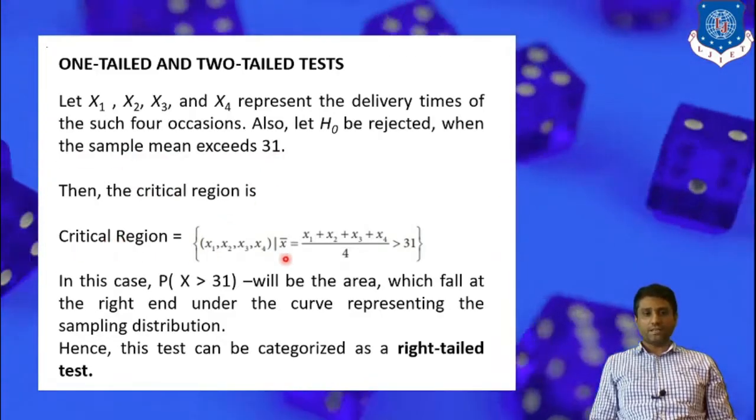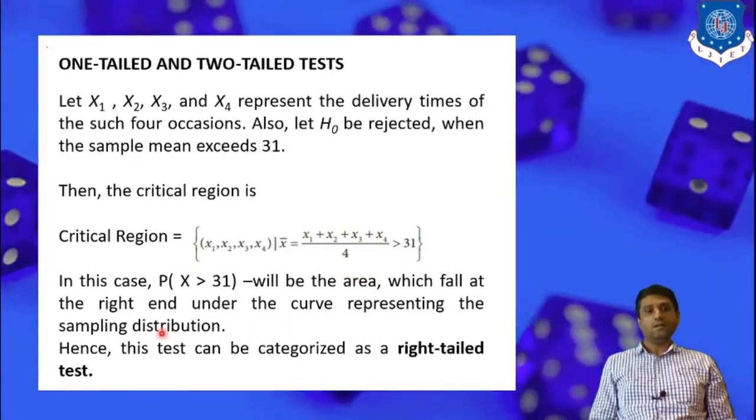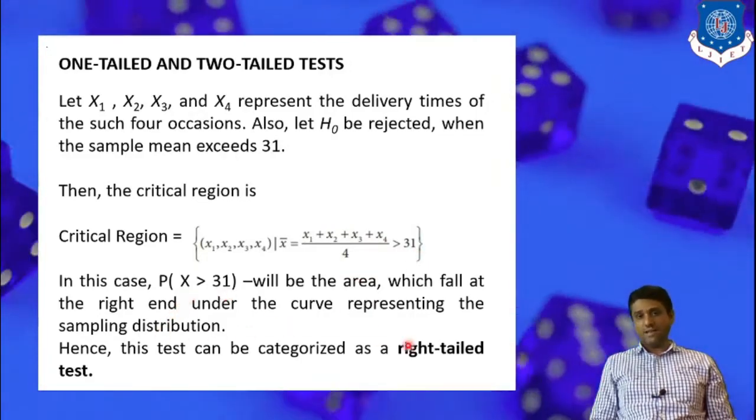So the critical region, that is x bar, the addition of x1 plus x2 plus x3 plus x4 divided by 4, is greater than 31. That is, the average time of these 4 deliveries exceeds 30 minutes, that is 31 minutes. And now it is the right hand side, that's why we have to use the right tail test.